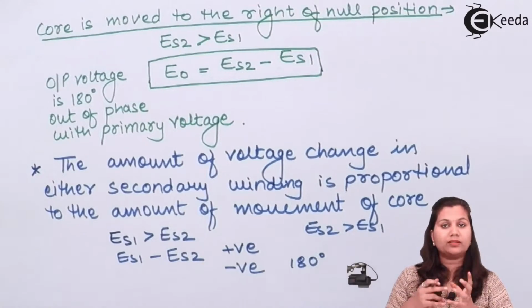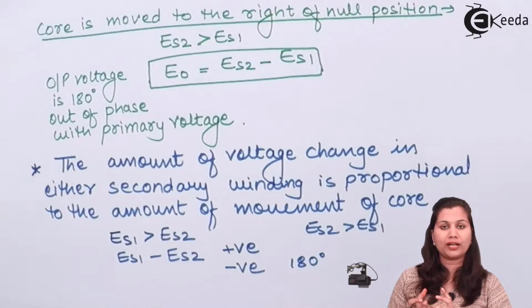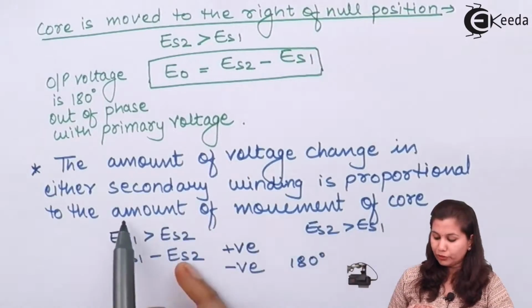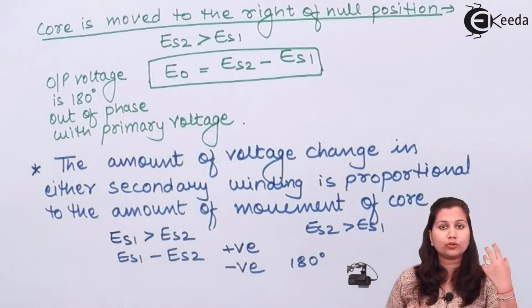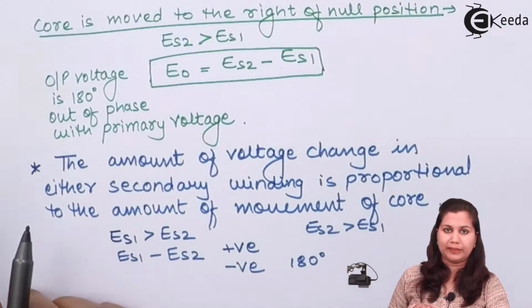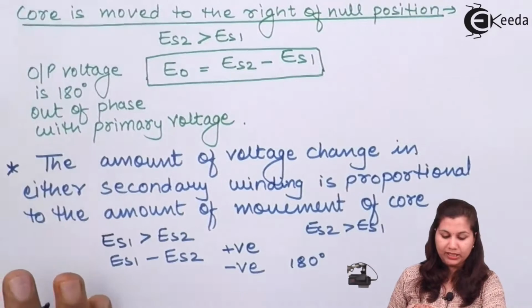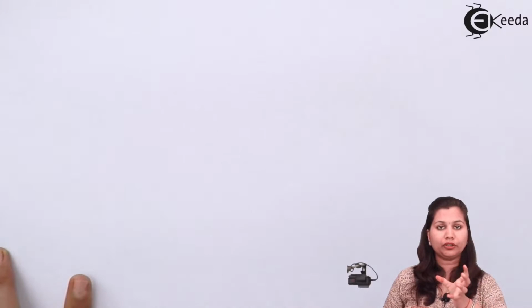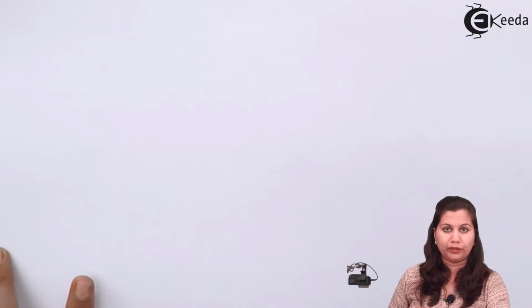So in this way, both the direction of the movement of the soft iron core and the amount by which it is moved can be found, because the amount of voltage is proportional to the amount of movement of the core. So the magnitude of output voltage is proportional to the magnitude of the displacement. In this way, the LVDT can be used for the measurement of displacement. It is converting the movement of the core, or displacement, into an output voltage. That is why it is called a transducer, because displacement is a non-electrical quantity and voltage is an electrical quantity. So a non-electrical quantity has been converted into an electrical quantity.